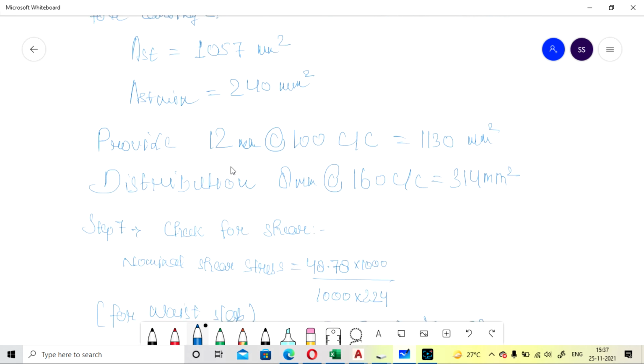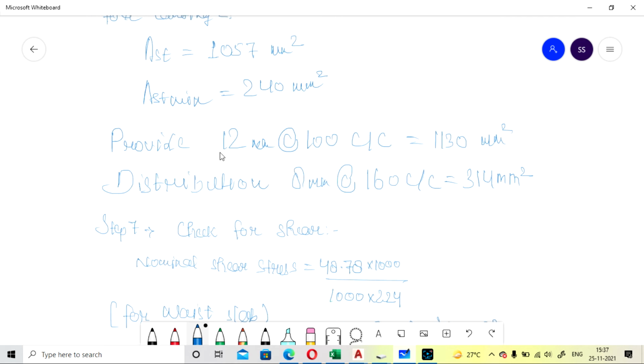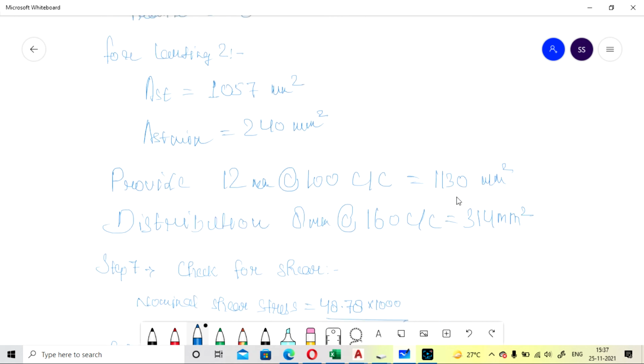So we are providing bars of dia 12 mm at 100 mm. Take a similar dia of bar as the base slab, so it will be easier to work on site. If you take a different dia, it will be more difficult and also not economical from the site point of view. So we are going to take 12 mm at 100 mm. Its area will be calculated as 1130 mm square, so it is greater than this. It will be okay.